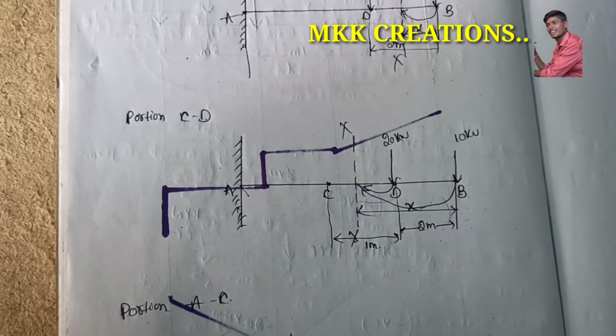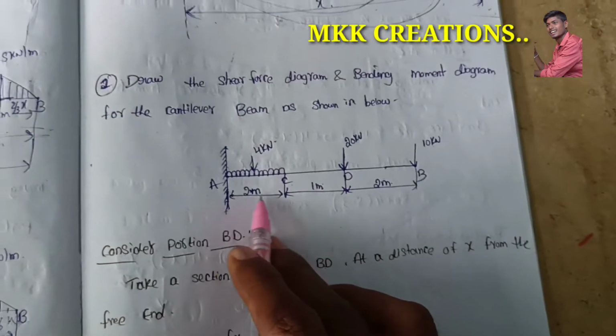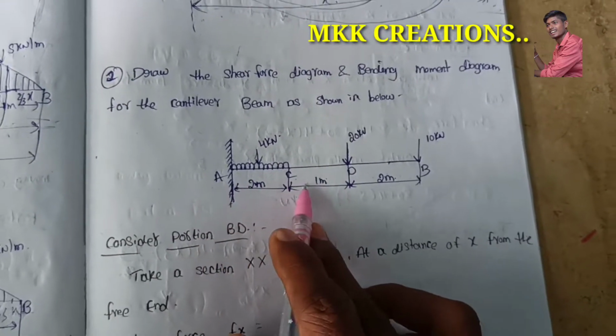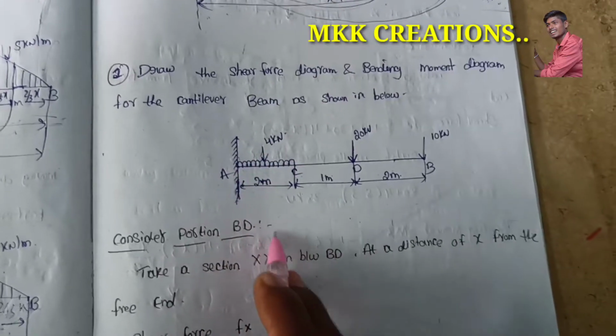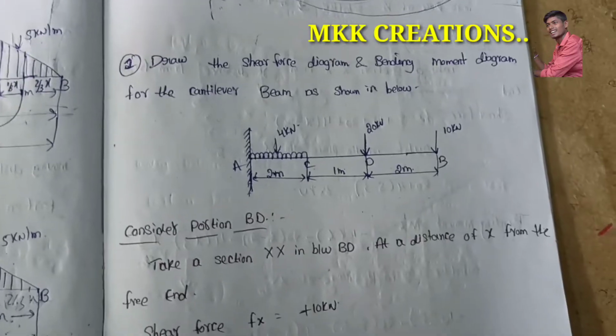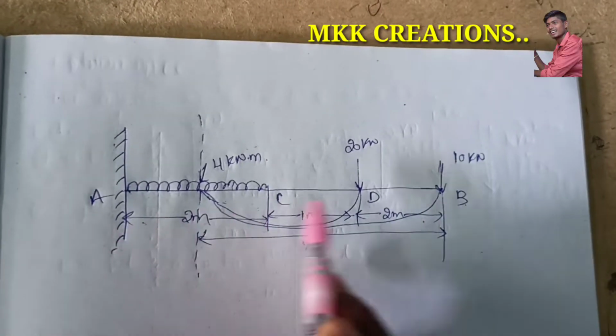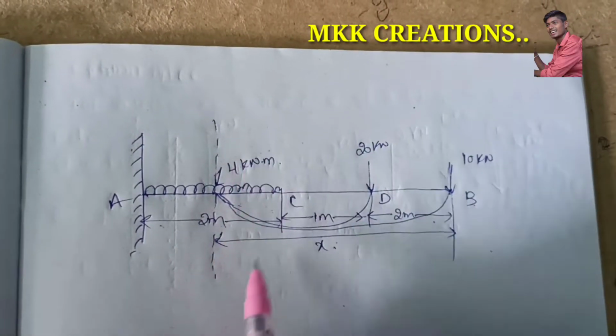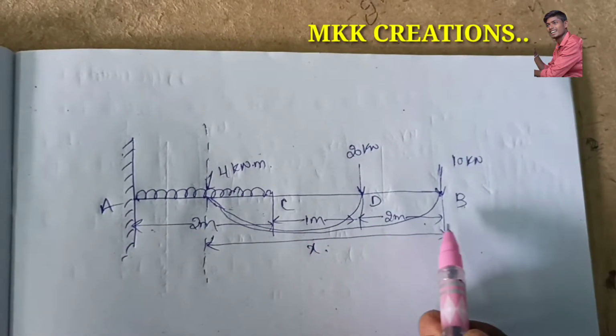So this is the bending moment diagram. Next, likewise, consider the section AC. In between, again we want to divide the section XX. These two are now point loads and this one is a uniformly distributed load. So now consider the AC portion. We want to divide the section XX in between here at a distance of X meters from the free end.